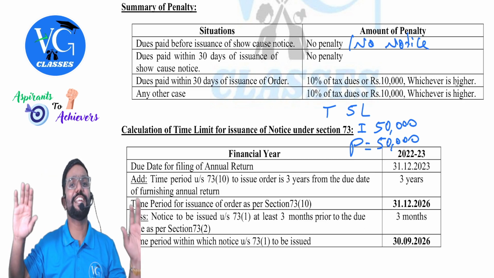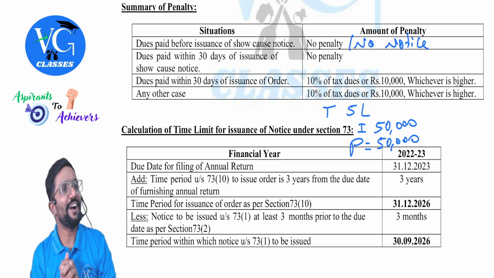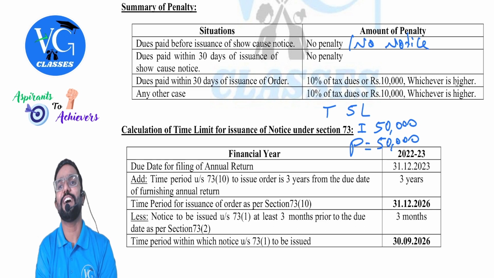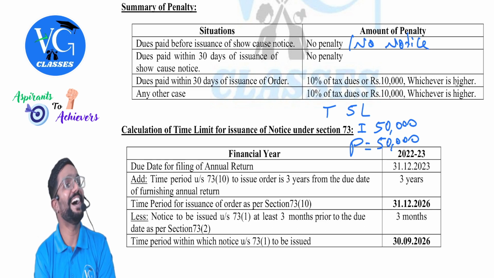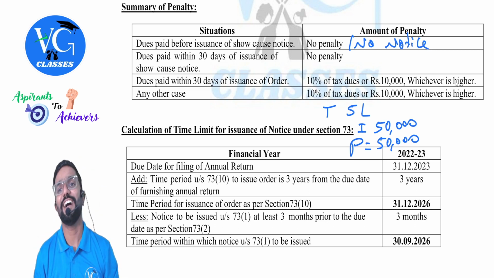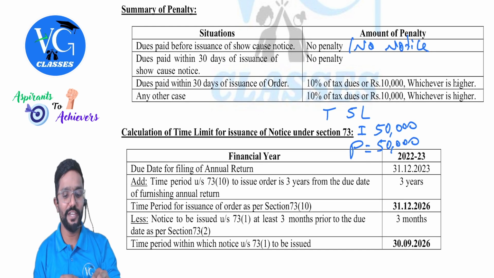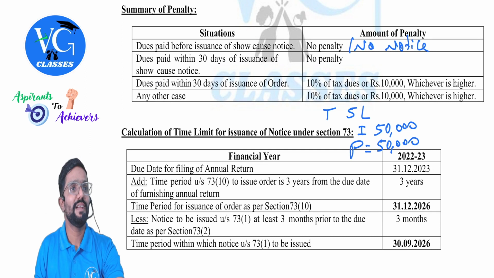Any other case? Any other case means after 30 days. After 30 days, 10% of tax dues or 10,000, whichever is higher. Whichever is higher, guys. Okay. Just have a look into this.